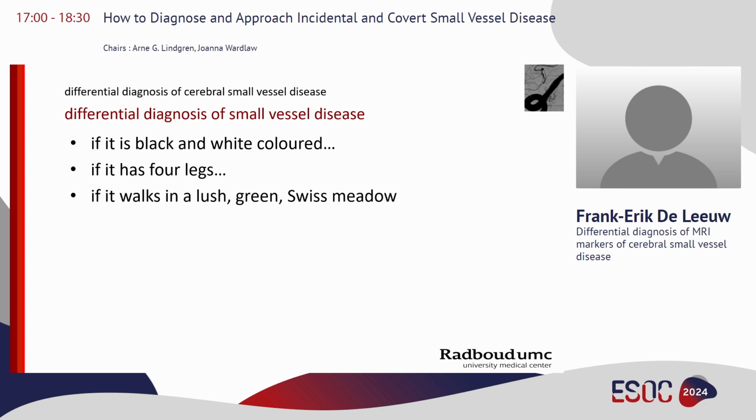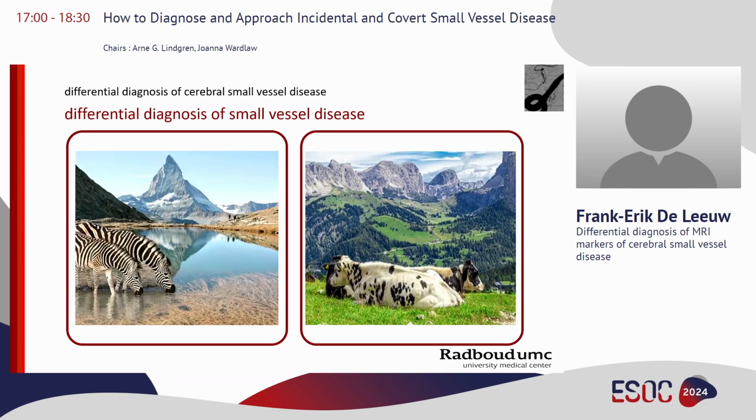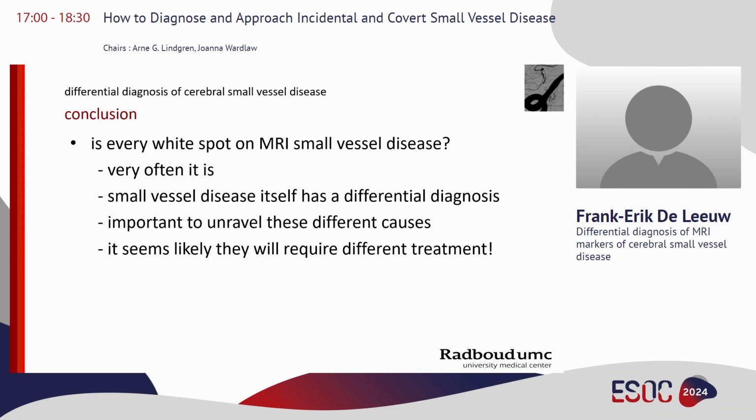So remember, if it's black and white, if it has four legs and it walks in a lush green Swiss meadow, it probably is not a zebra. And they will screw up for almost every white spot on an MRI scan.